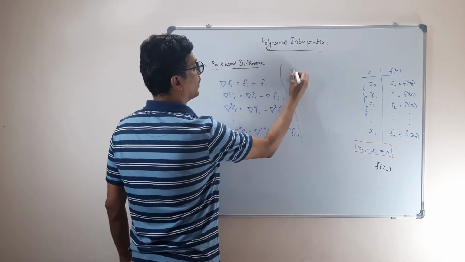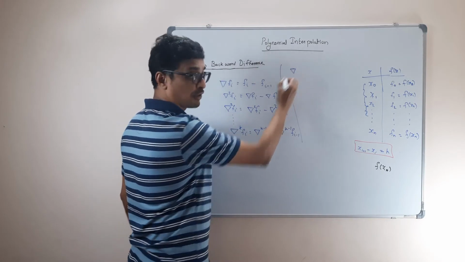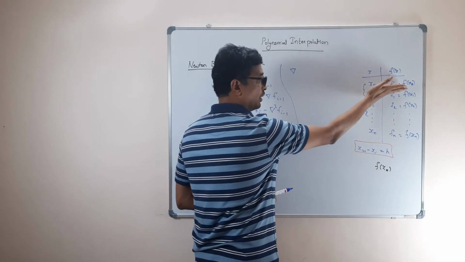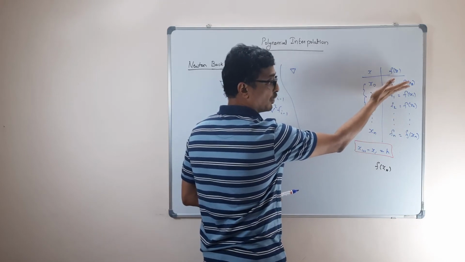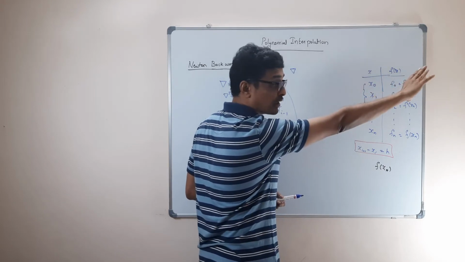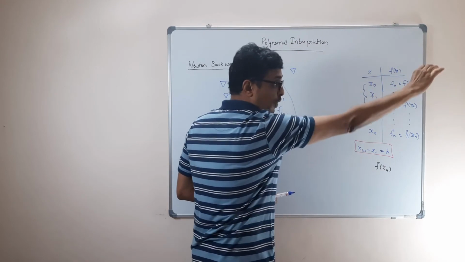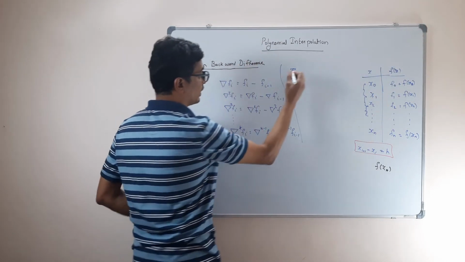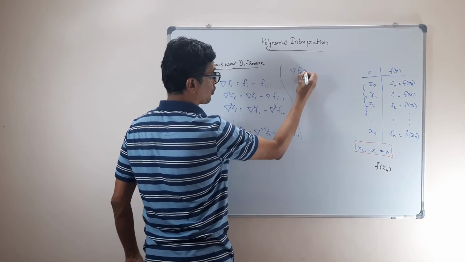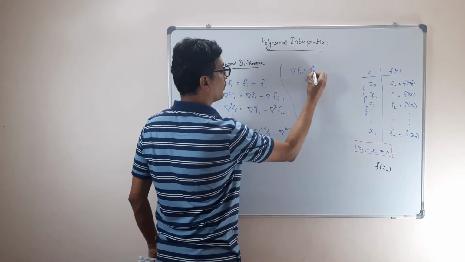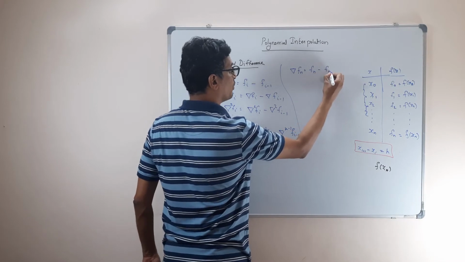So I am doing a backward difference. Backward difference means I am going to take the difference from the bottom side. Earlier we wrote everything in terms of del f0. Now, for the difference table that we constructed, instead of taking the top one, we will take the bottom one. So what am I going to do? Let me write down nabla f of n. Nabla f of n will be equal to f of n minus f of n minus 1.